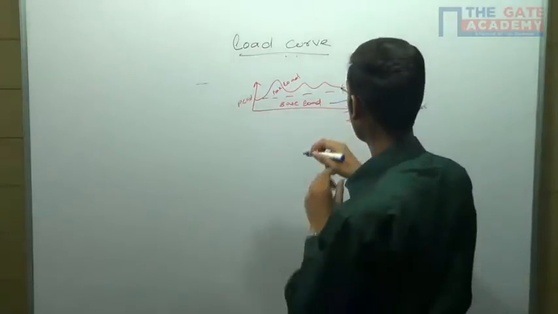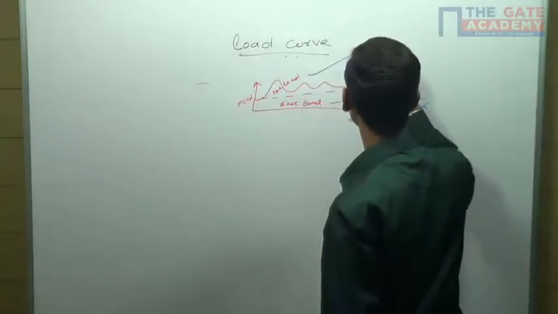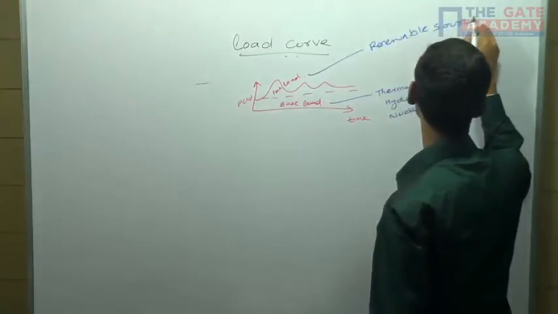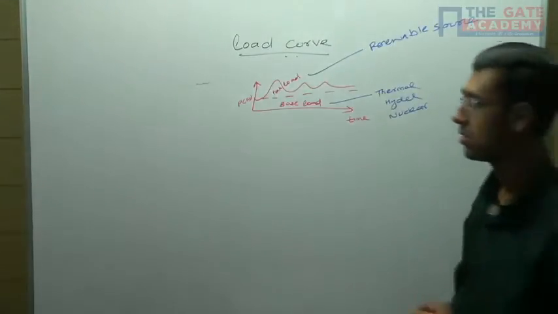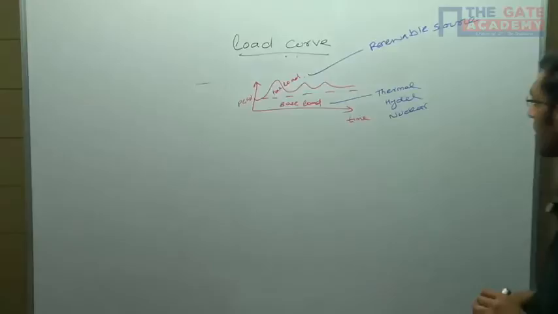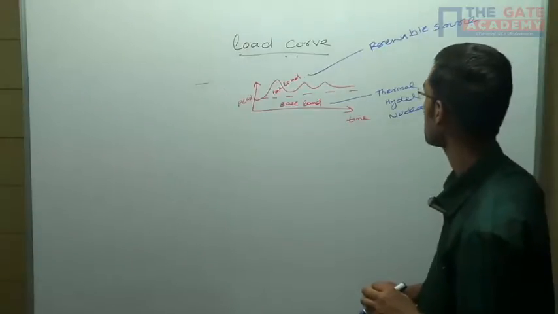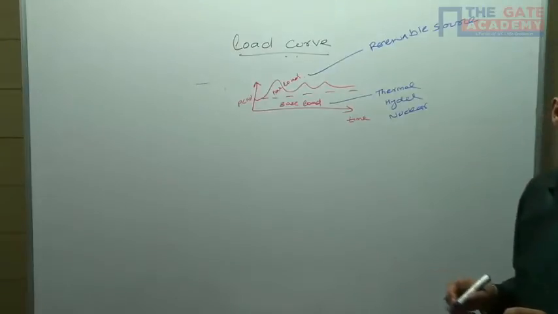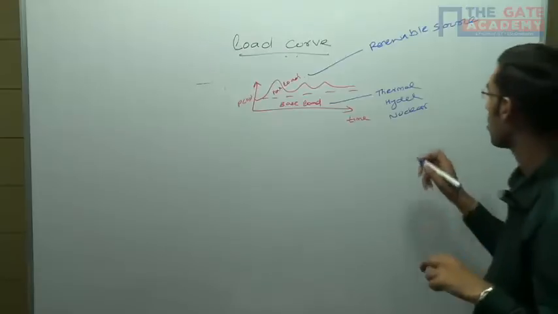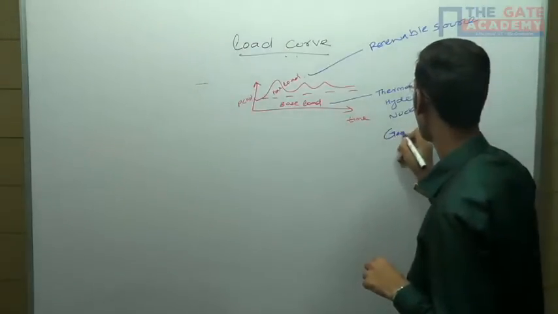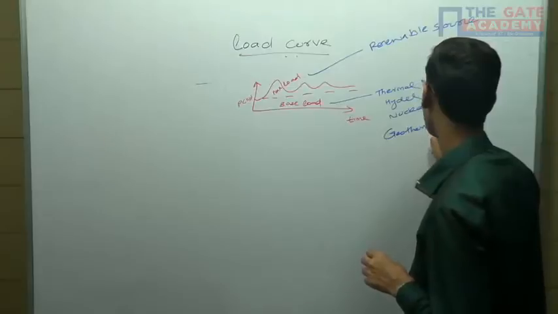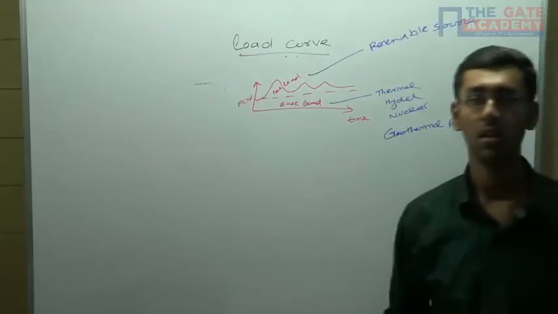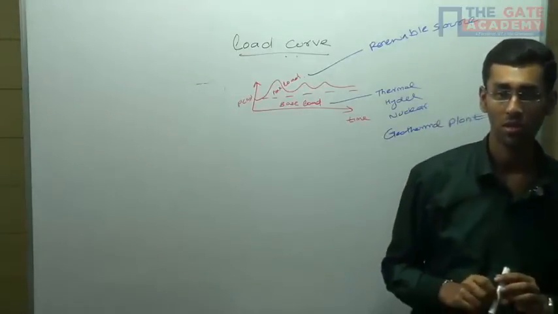Whereas peak load can be given by the renewable sources of energy. Here we have exceptions in this case. Base load can be supplied by the thermal plant, hydel plant, nuclear plant, but also by one kind of renewable energy, that is the geothermal plant. Geothermal plant is an exception, that is, it can be used for providing the base load.